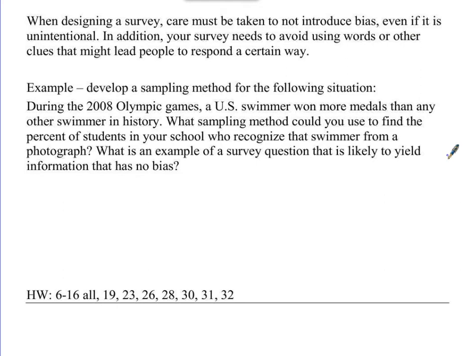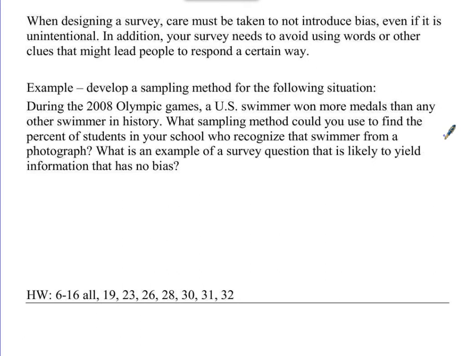Don't say anything. Let's just read it. Develop a sampling method for the following situation. We want to make a survey, basically. Here's the situation. During the 2008 Olympic Games, a U.S. swimmer won more medals than any other swimmer in history. What sampling method could you use to find the percent of students in your school who recognize that swimmer from a photograph? What is an example of a survey question that is likely to yield information that has no bias?